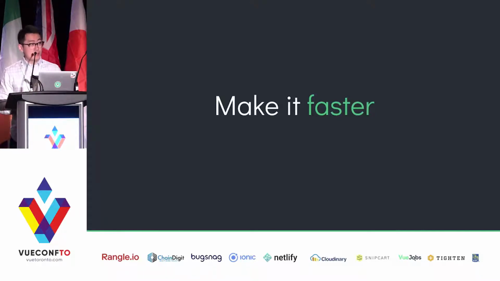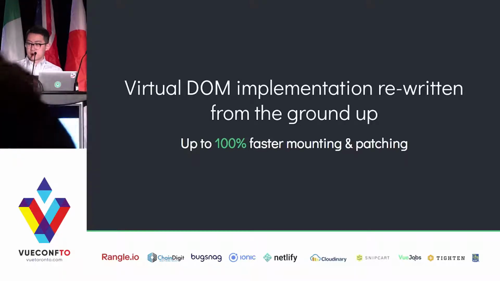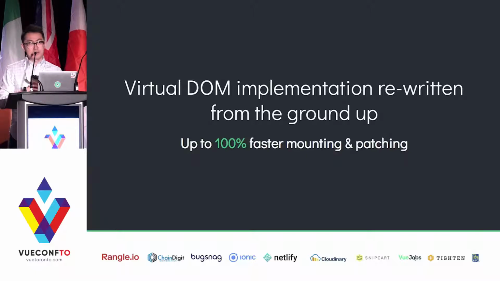The first, we want to make it faster. Virtual DOM implementation. So Vue uses Virtual DOM, and Virtual DOM has an overhead. And our previous implementation over time has grown. We had a lot of edge cases. So we did a ground-up rewrite, and in that process, we learned a lot of micro-optimization tricks from other competing solutions. And the result is we have a new Virtual DOM implementation that's almost double the speed in common mounting and patching scenarios. And we also have more compile time hints to reduce the runtime overhead.